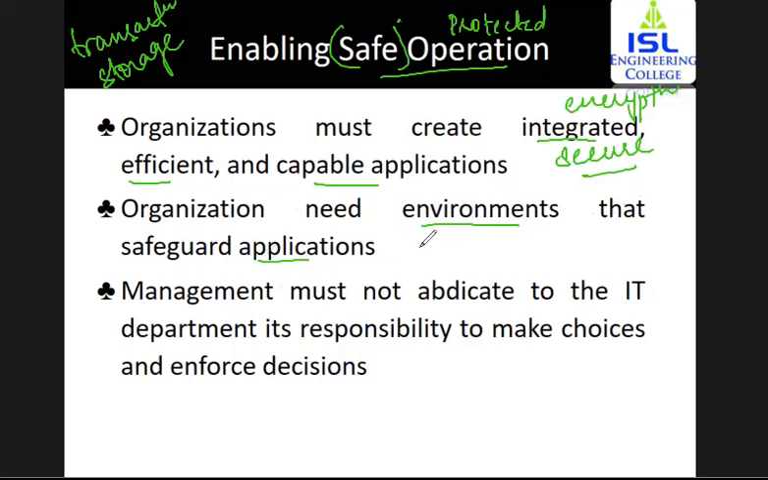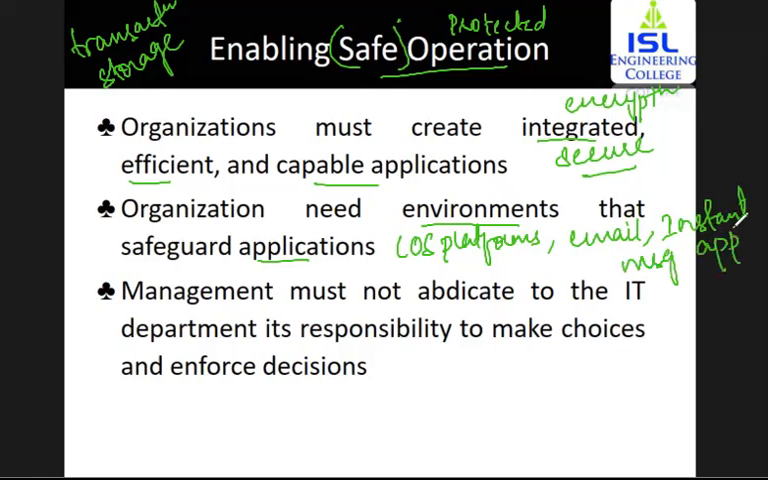An example for safeguarding your environment is that you might have different operating system platforms, then different emails that you're using, then instant messaging apps that are used. All the different things that you're using for communication purposes should be secure. This can be done either by outsourcing or building on their own.